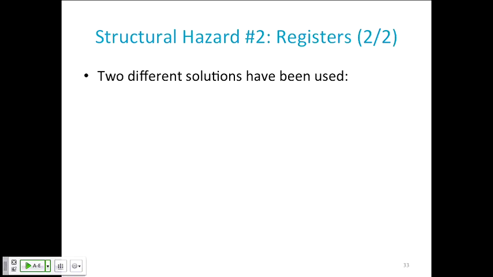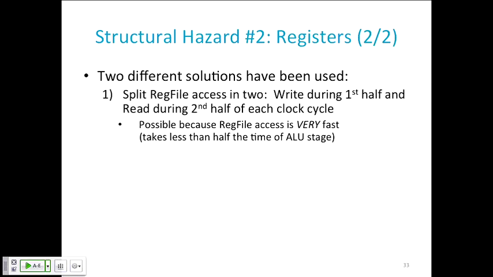If two instructions are fighting over some hardware, just add some more hardware so they can get their own individual units. So for the register file, we do that in time, and in our designs, we're going to assume that you write in the first half of the clock cycle and you read in the second half of the clock cycle. The register file access is relatively fast, so we can do this. We can actually squeeze in two sets of accesses within one clock cycle. So write in the first half, read in the second half.